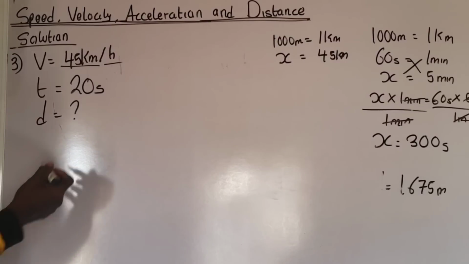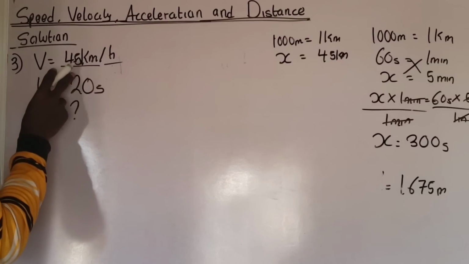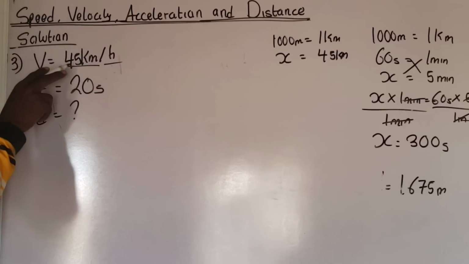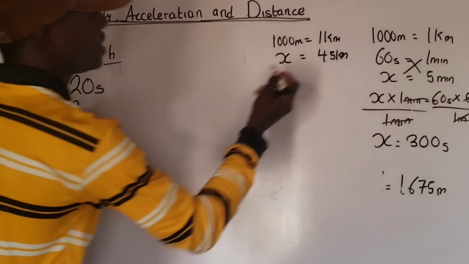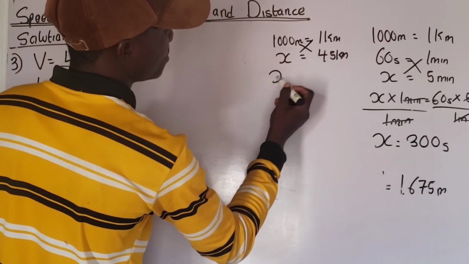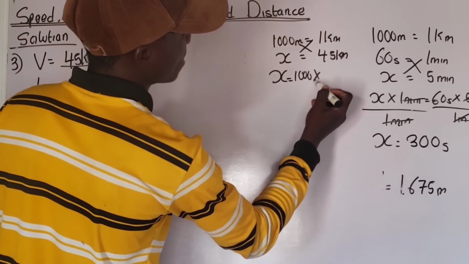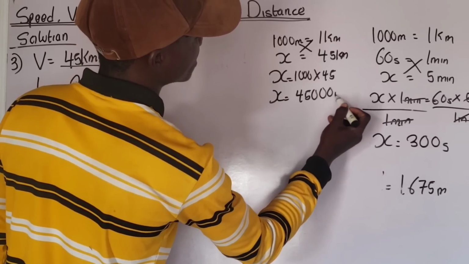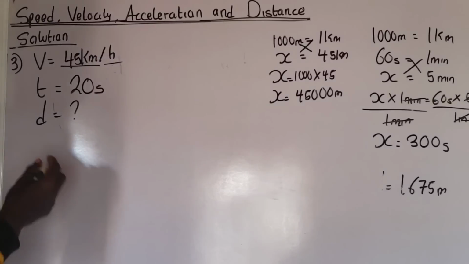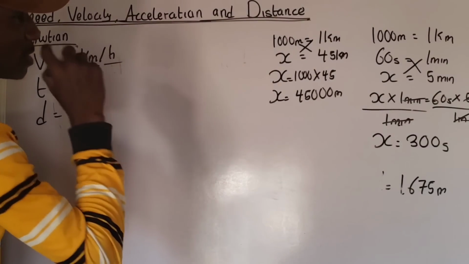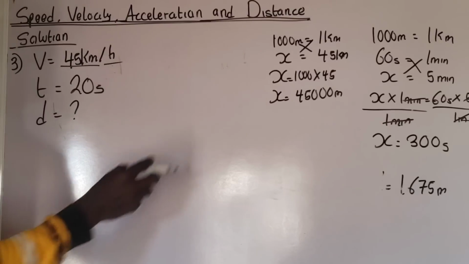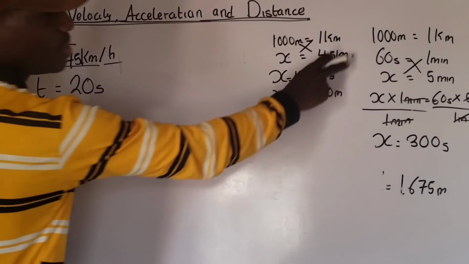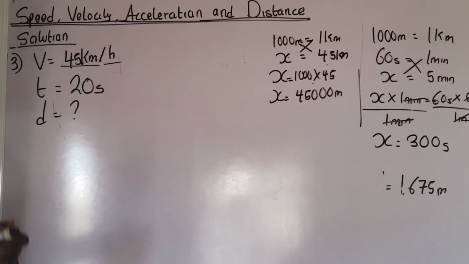Do you understand what I'm saying? The meaning of 45 kilometers per hour means 45 kilometers in 1 hour. So I want to change this kilometer to meter. So here I'm going to take the cross product. For this, x will be equal to 1,000 multiplied by 45. So x is equal to 45,000 meters. That is the 45 kilometers in meters. Do you understand how I got this? I just take the cross product, x times this and 45 times this, like we did in the previous practice question.